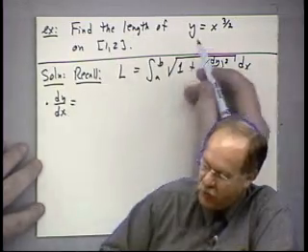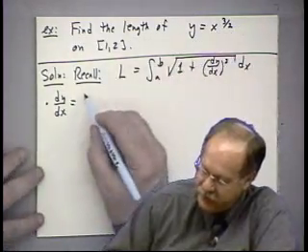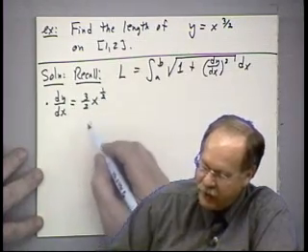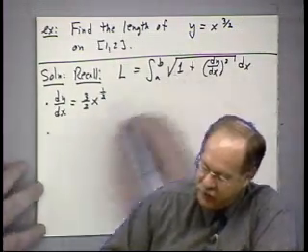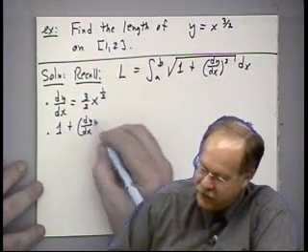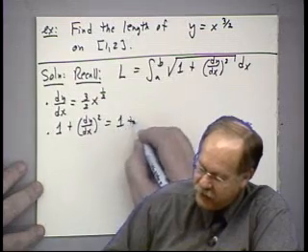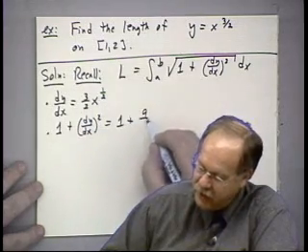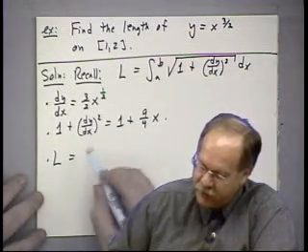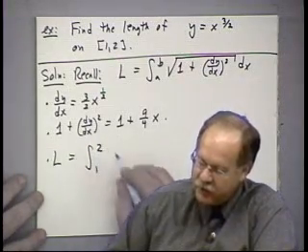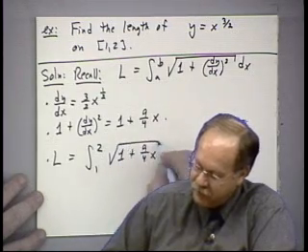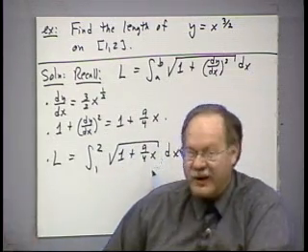dy dx, y equals x to the 3/2. So dy dx is 3/2 x to the 3/2 minus 1, which is 1/2. So that means what's under the square root becomes 1 plus dy dx squared, which is 1 plus, if we square this, we get 9/4 x. So that means the length integral becomes the integral from 1 to 2 of the square root of 1 plus 9/4 x. Luckily, this one is not too hard.